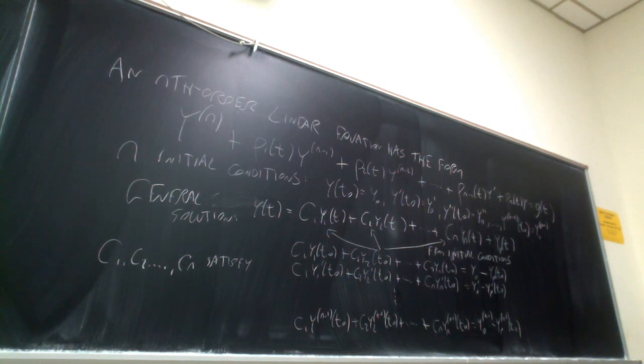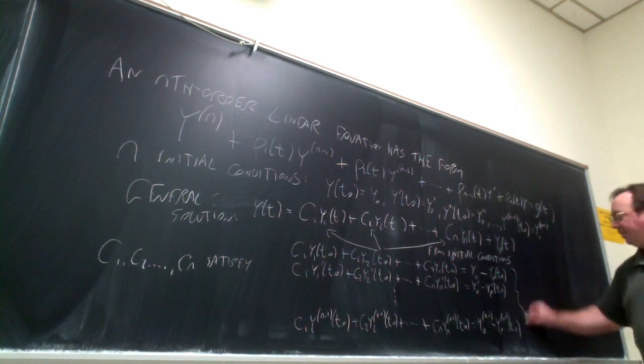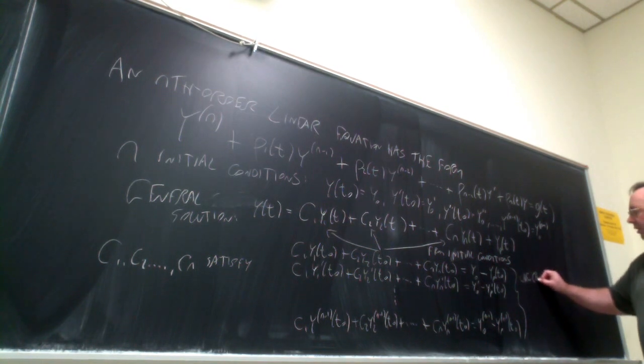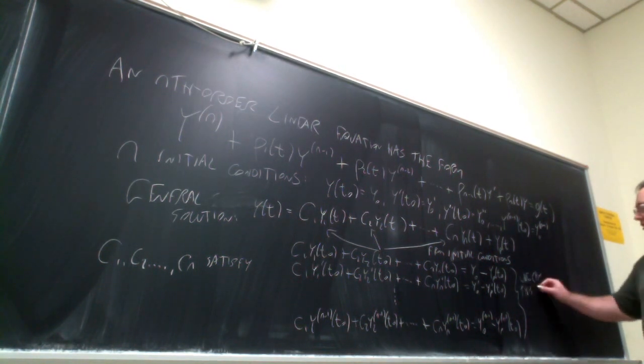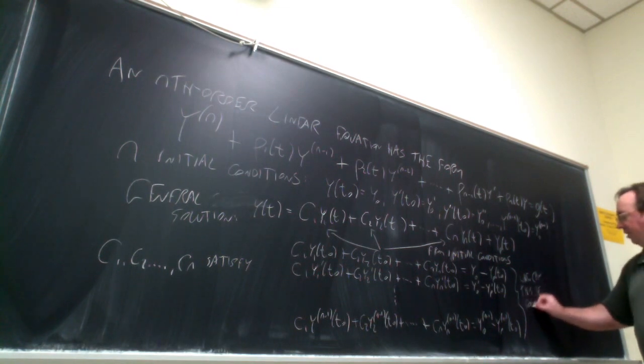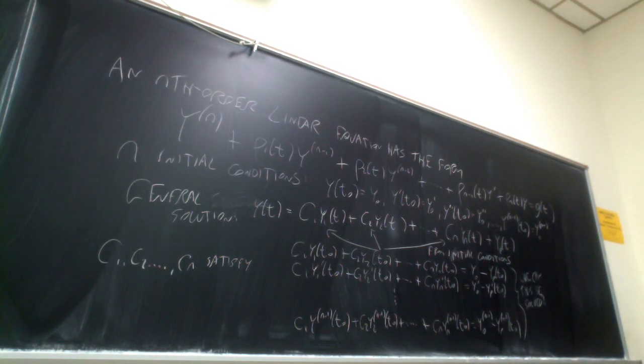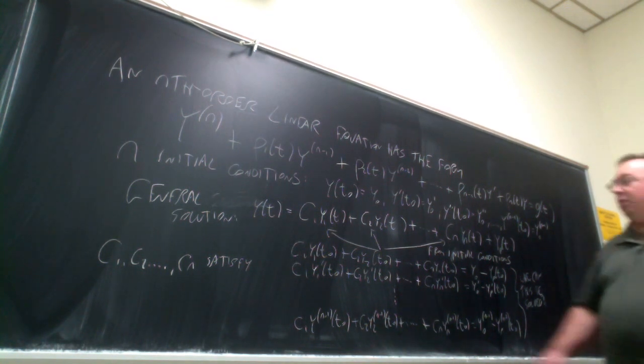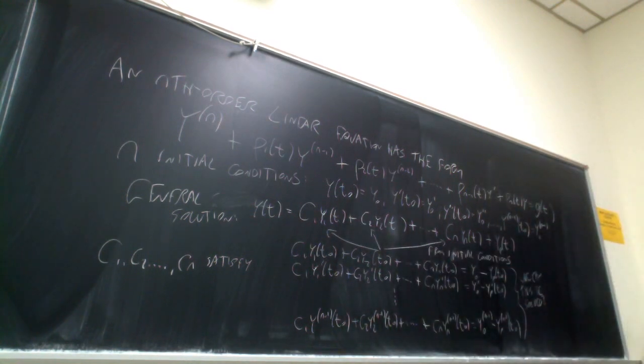Now, the thing to address is when can the system of equations be solved? For second order equations, the answer to that question was when the Wronskian of y1 and y2 is non-zero. So we're going to define a Wronskian for nth order equations, and it would be the same thing. This system can be solved for any initial values if and only if the Wronskian of y1, y2, up to yn is non-zero.